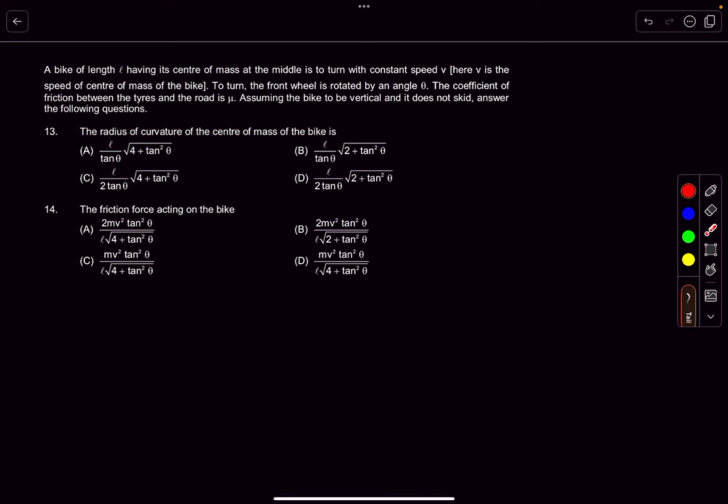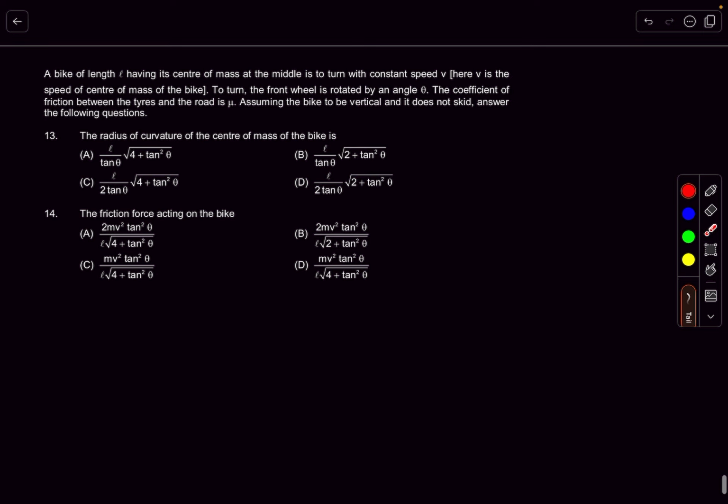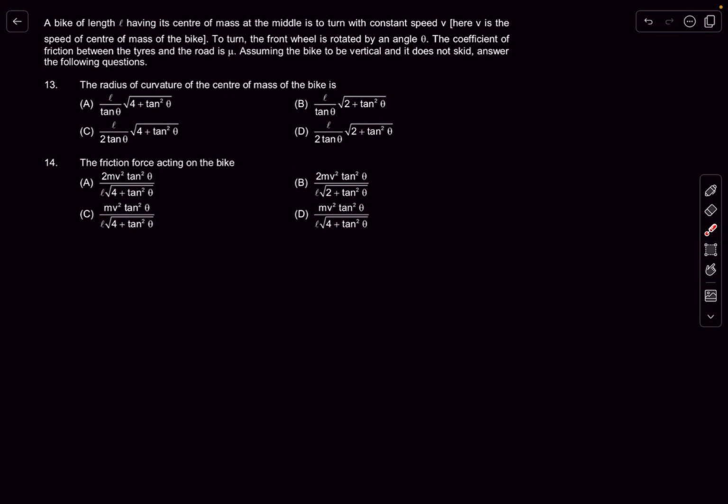So now let's move to the last question. Okay, so this question is also there in Pathfinder. It's there in the rotation chapter, I guess. We have a bike whose length is L, having its center of mass in the middle, and it turns with a constant speed of v. V here is the speed of the center of mass of the bike. To turn, the front wheel is rotated by an angle of theta. The coefficient of friction between the tires and the road is mu, and assuming the bike to be vertical and it does not skid, answer the following questions.